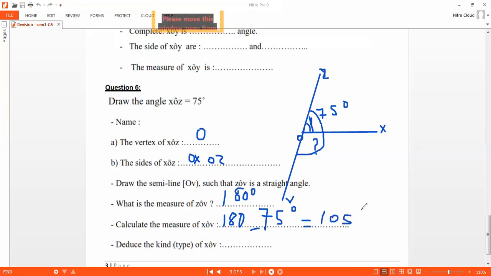And what's the type of this angle? You know that the types of angles are right, acute, obtuse, straight. So this is an obtuse angle.